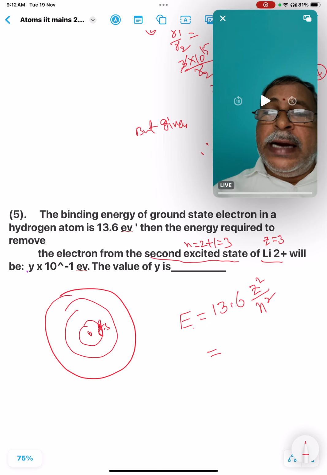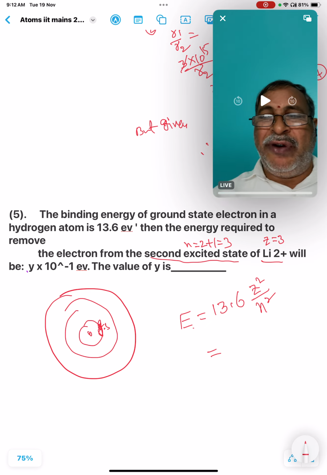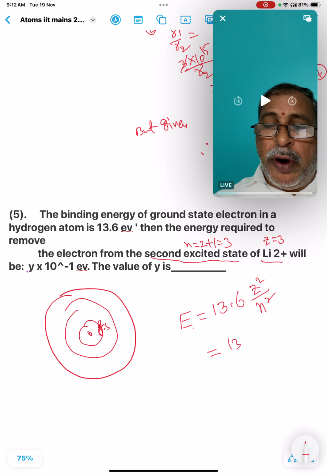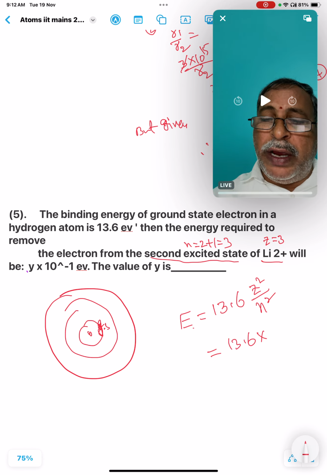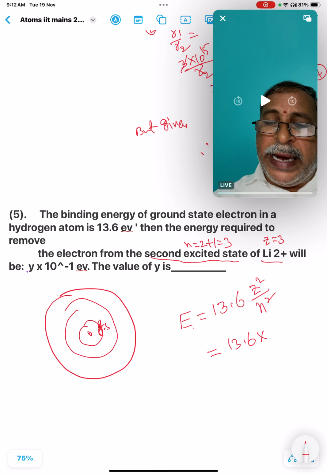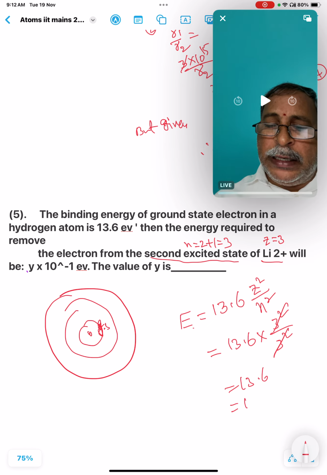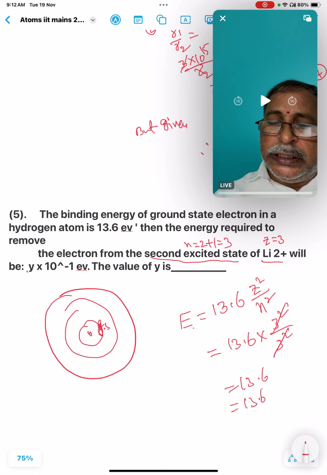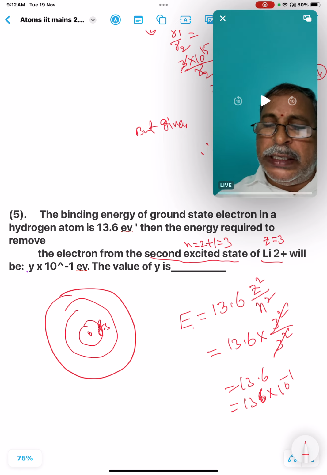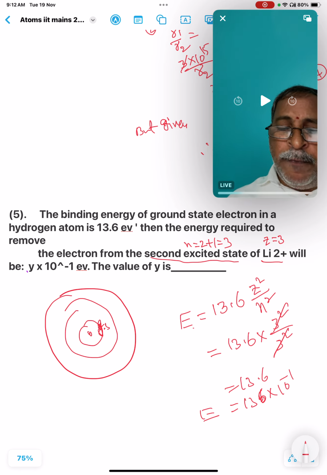Okay? So 13.6 into Z square, the value 3 square, that is 9, by n square, also 3 square. They cancel, again you are getting 13.6. We can remove the decimal there: 13.6 if you write 136 into 10 to the power of minus 1, given. So this is the E value, but given what here, all are integer type answers.